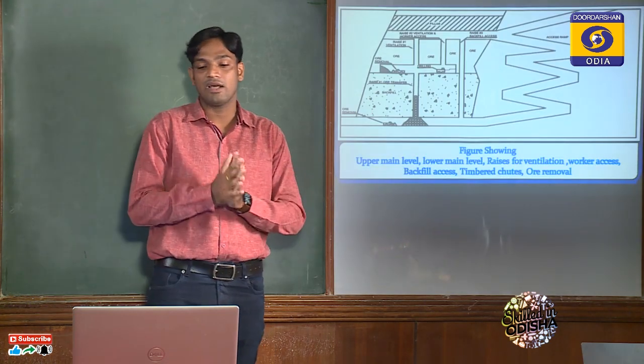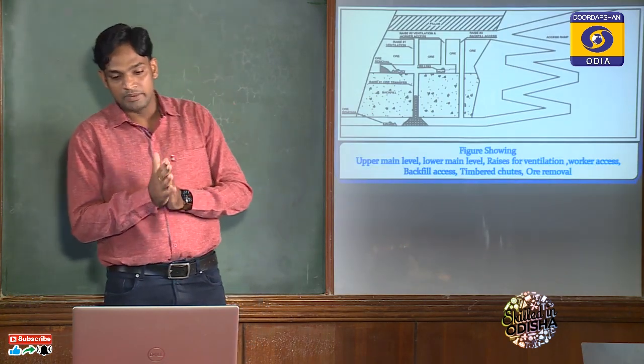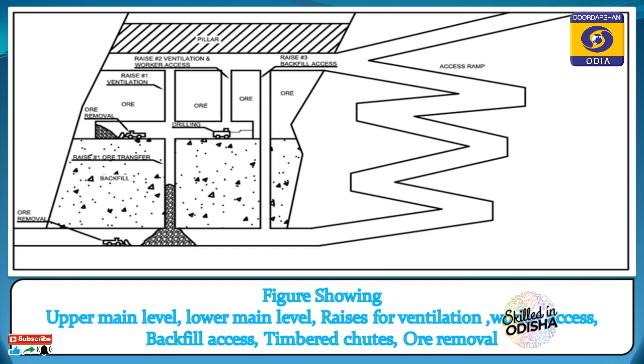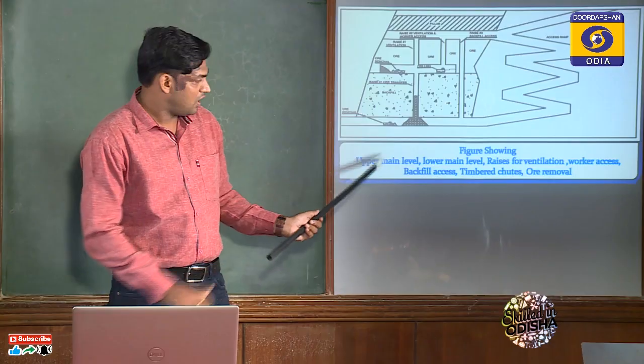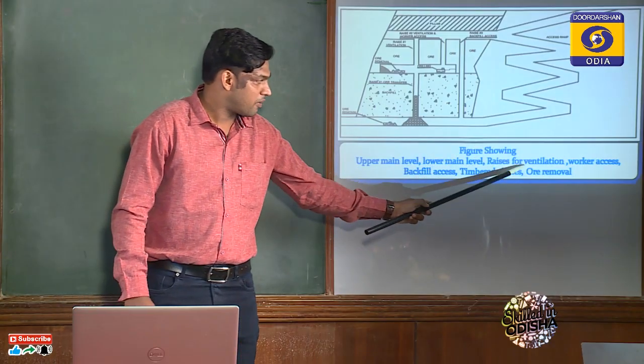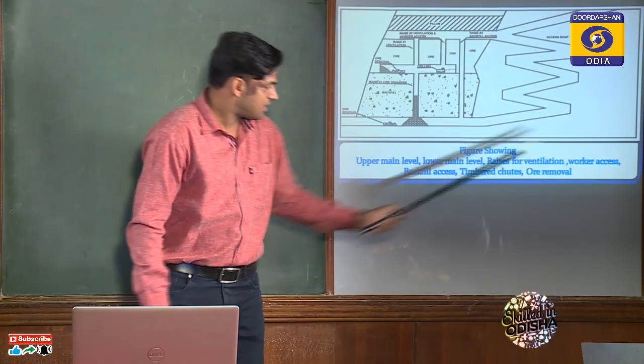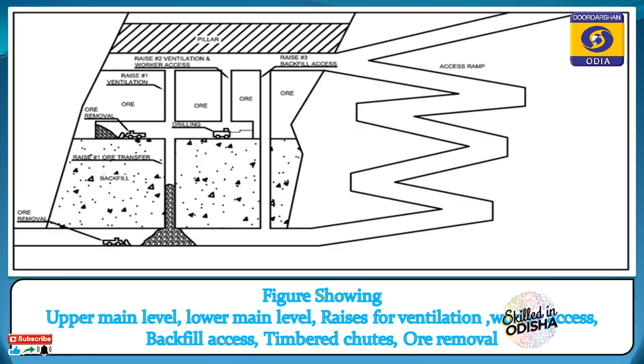This is the line diagram. This is the actual diagram. This is the figure you have to draw in the examination. You have to draw it, otherwise you cannot understand. And this is the figure showing the upper main level, lower main level, raises for ventilation, worker access, backfill access, timber chutes, and ore removal. So let us start.